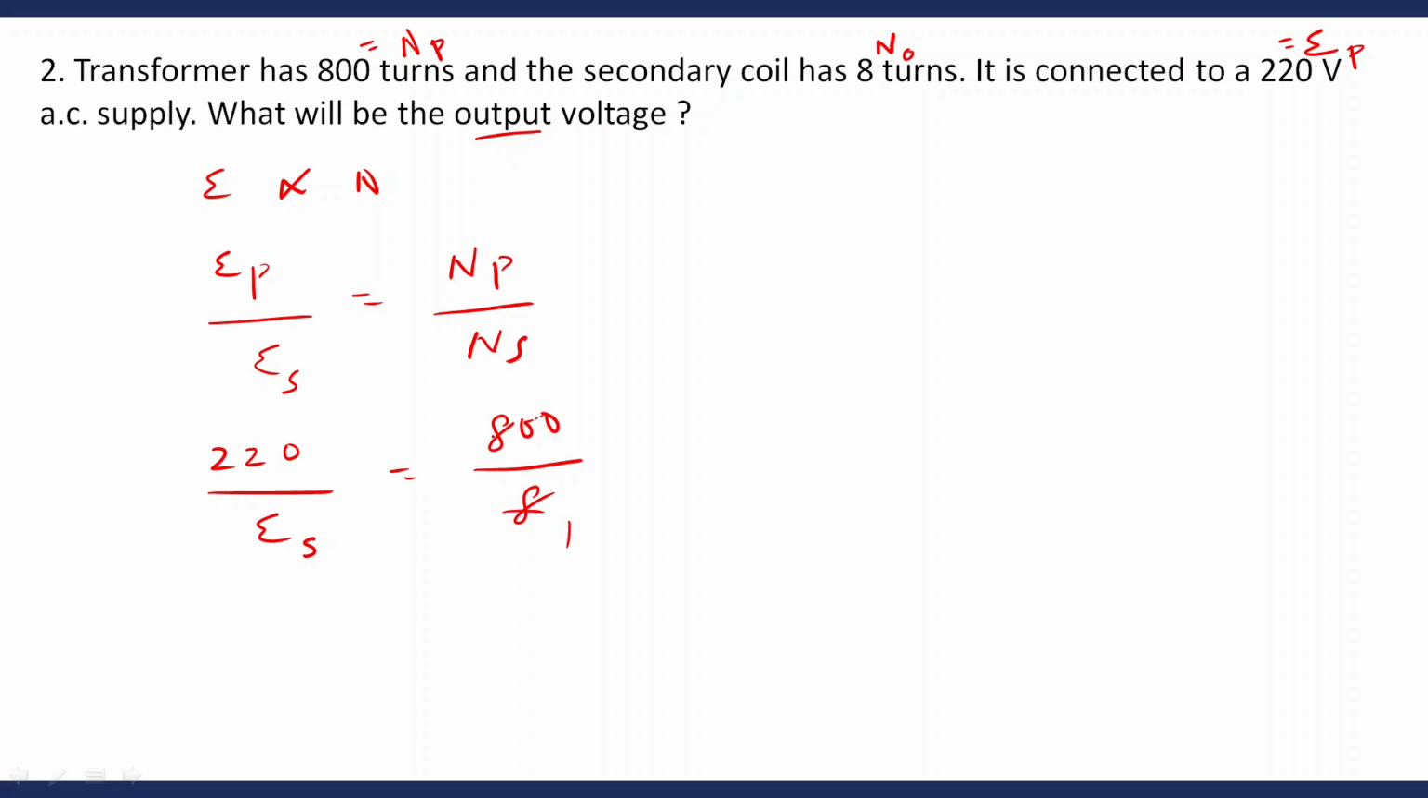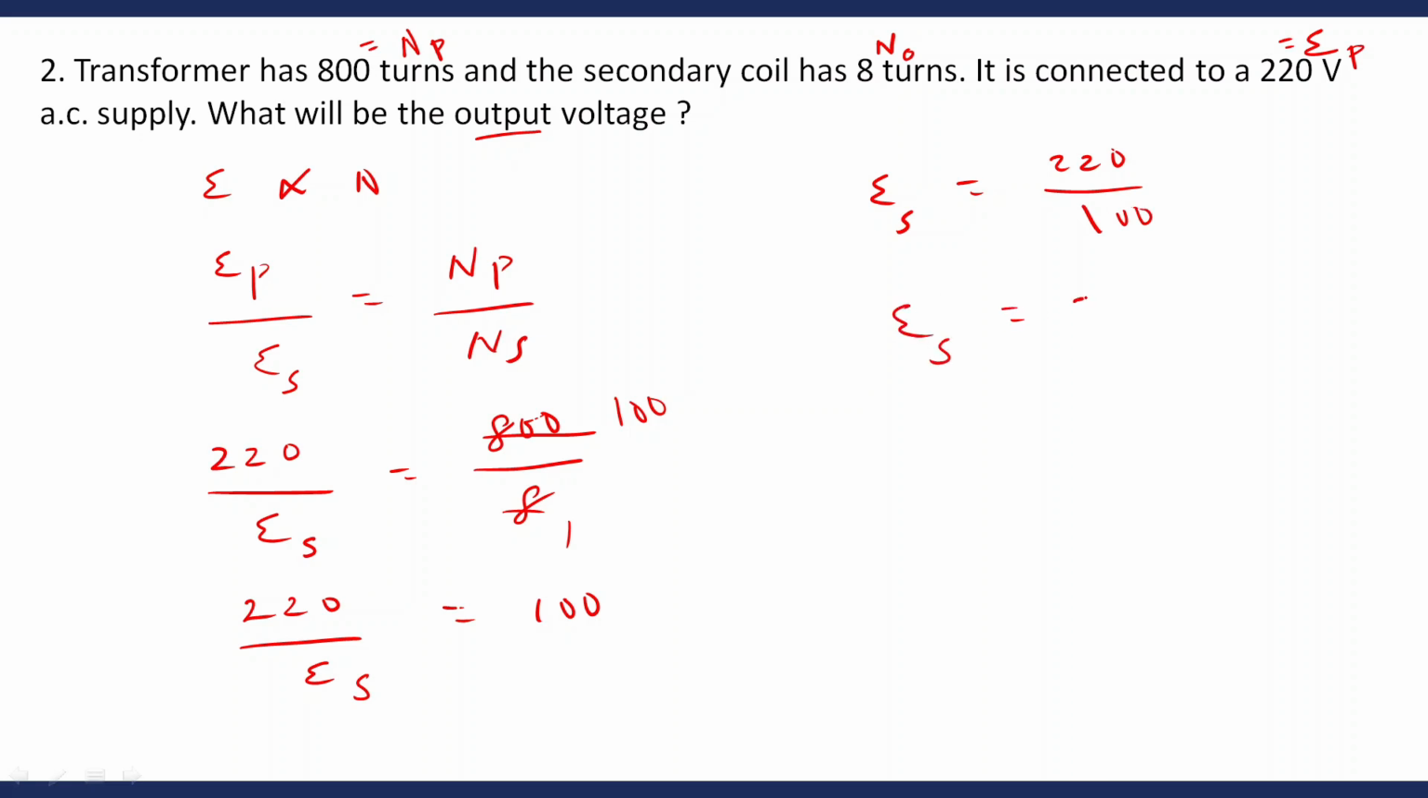8 ones are 8, 800 is 100. So 220 by epsilon s equal to 100. Epsilon s equal to 220 by 100. Epsilon s equal to 2.2 volt. This is the output voltage.